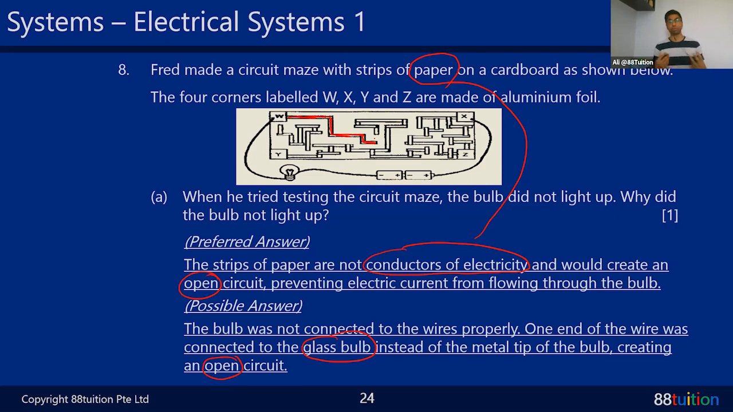So you can get up to 3 marks. We can change this question and say, state 3 different reasons why Fred's circuit will not work. And then you can tell me 3 reasons, I give you 3 marks. Isn't that nice? Nice. Okay.